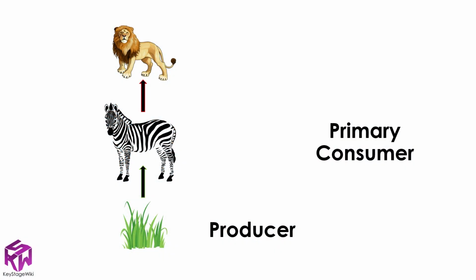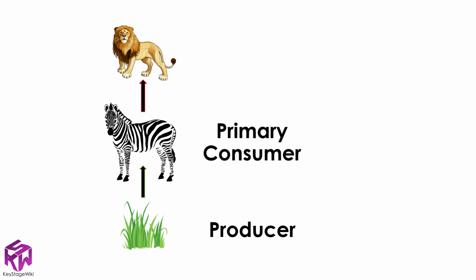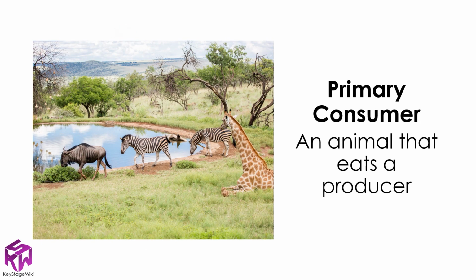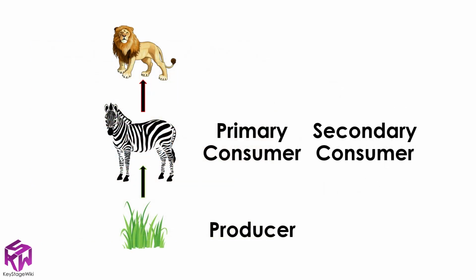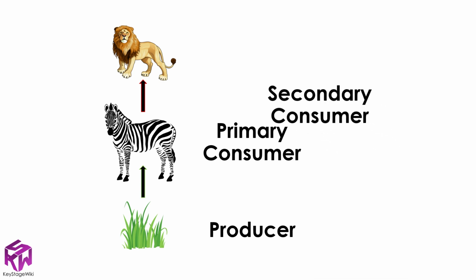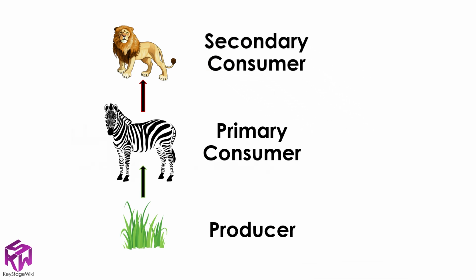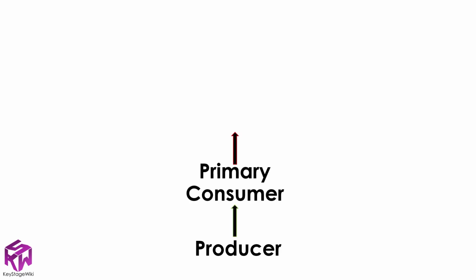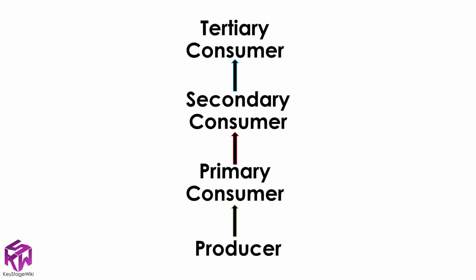The trophic level above producers are known as primary consumers. In this example, we have a zebra. These are animals that eat producers. On the next trophic level, we have secondary consumers, in this case a lion. These animals eat primary consumers. For food chains longer than 3 organisms, we can also have tertiary consumers or even quaternary consumers.